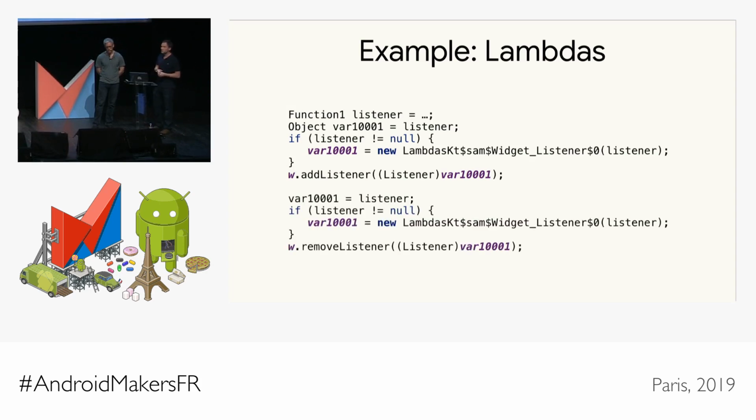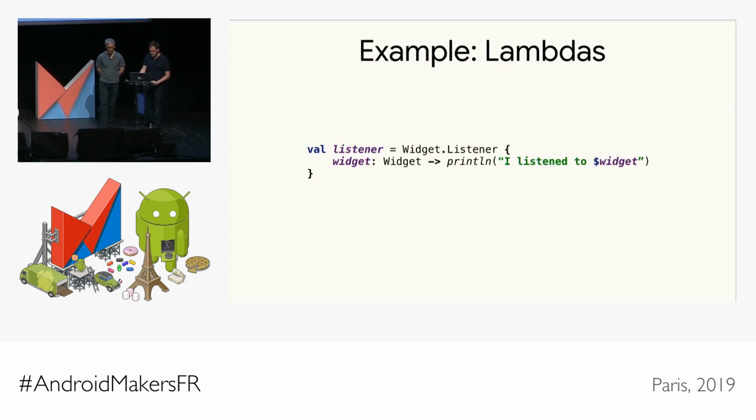So because it created two different wrappers, you're adding one listener and you're trying to remove a different listener, and that's why the number of listeners doesn't change on the widget. The fix for this is to explicitly state the type of your lambda and not let the single abstract method type inference do its job.